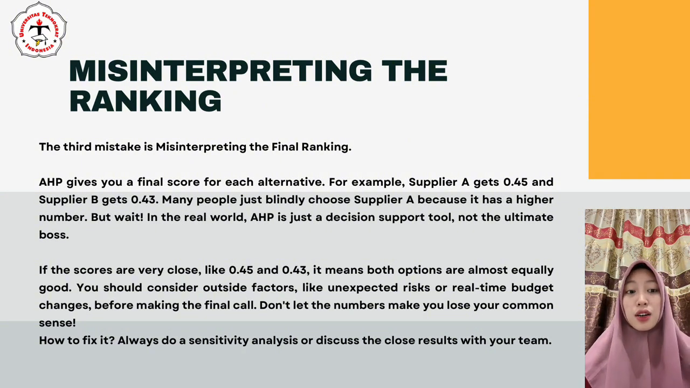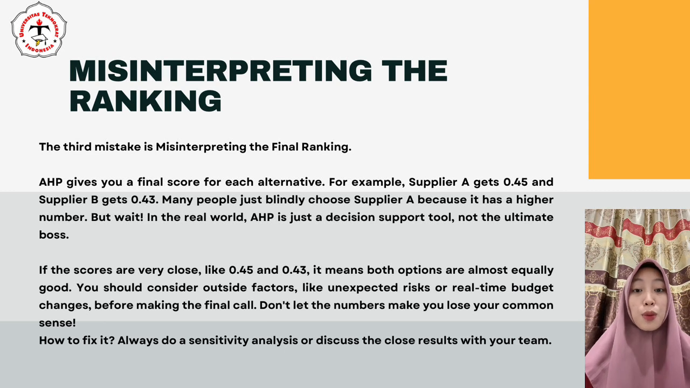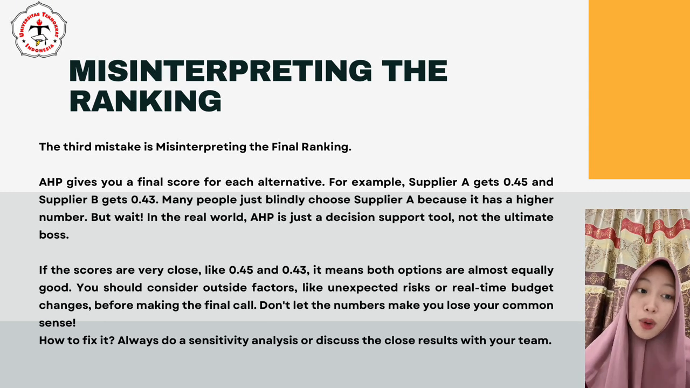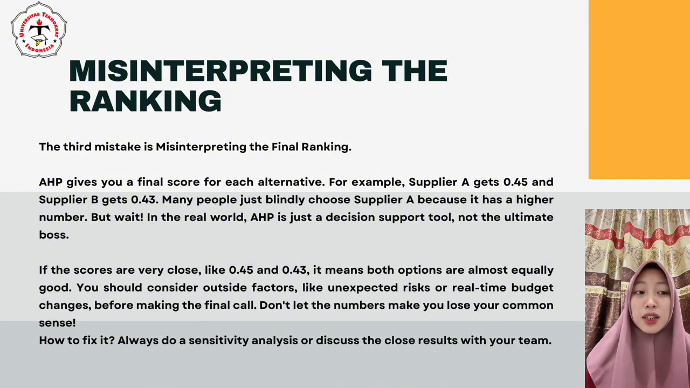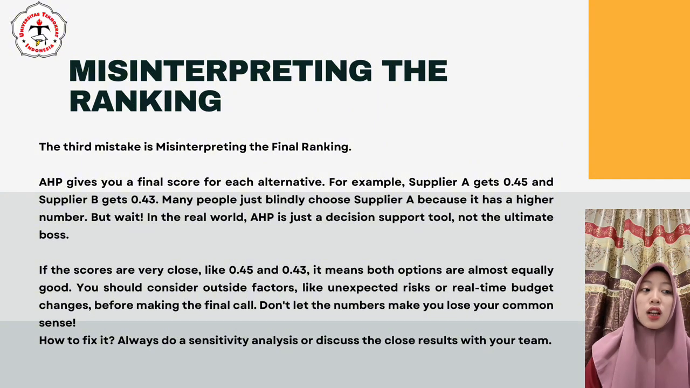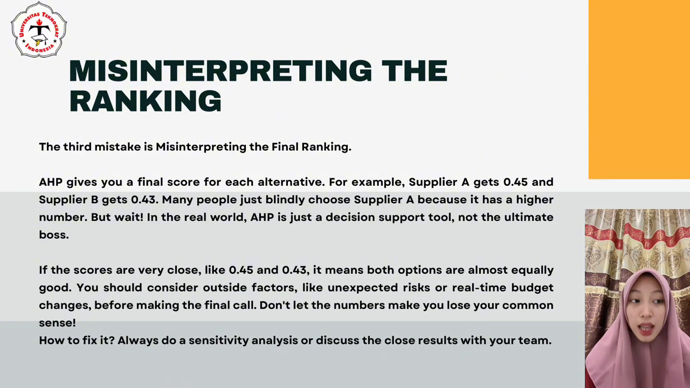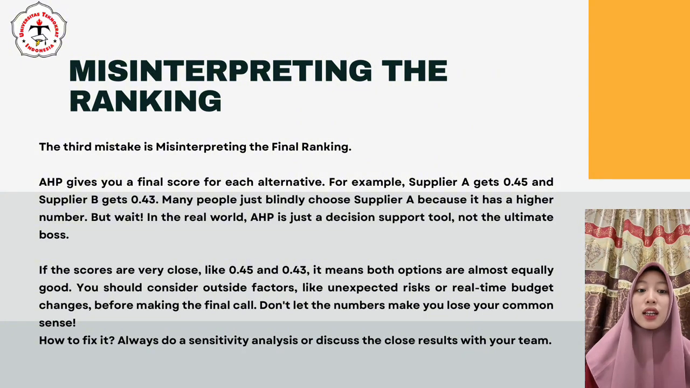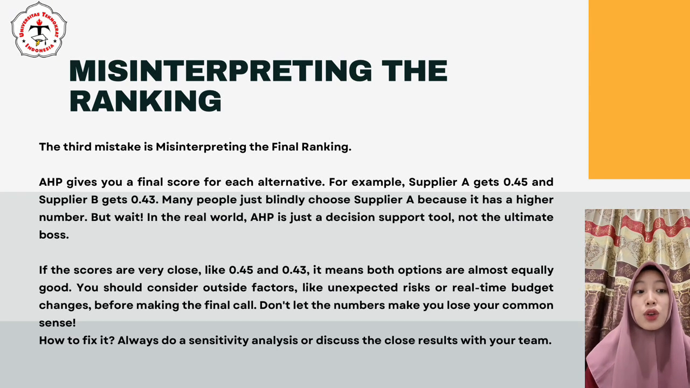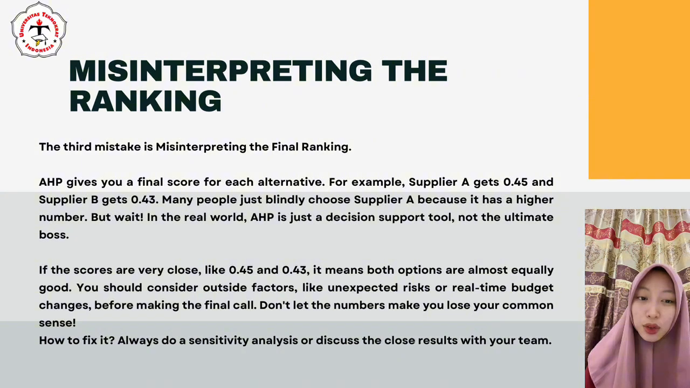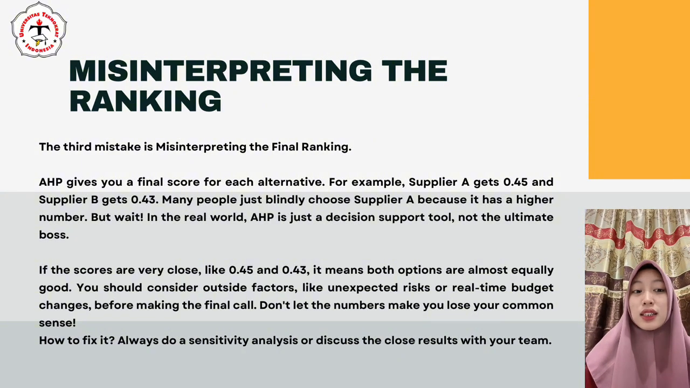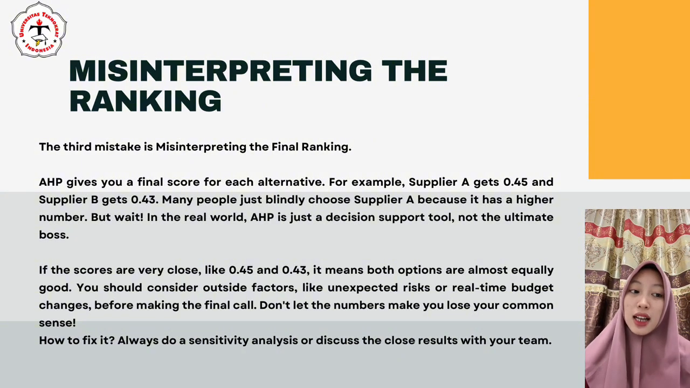If the scores are very close, like 0.45 and 0.43, it means both options are almost equally good. You should consider outside factors like unexpected risks or real-time budget changes before making the final call. Don't let the numbers make you lose your common sense. How to fix it? Always do a sensitivity analysis or discuss the close result with your team.